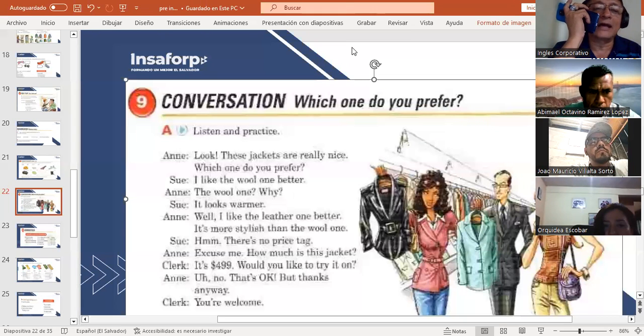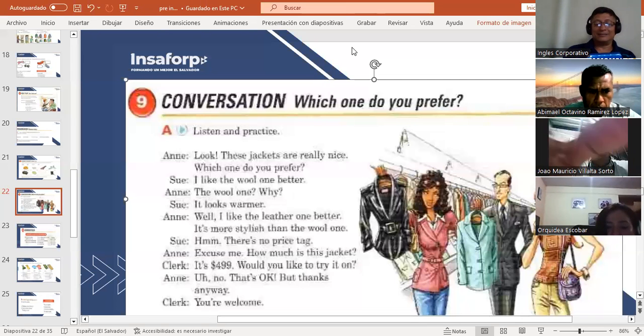There's no price tag. Excuse me, how much is this jacket? It's $499. Would you like to try it on? Oh, no. That's okay, but thanks anyway. You're welcome. Expensive.